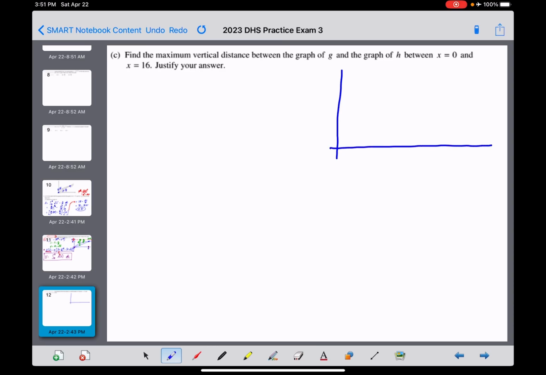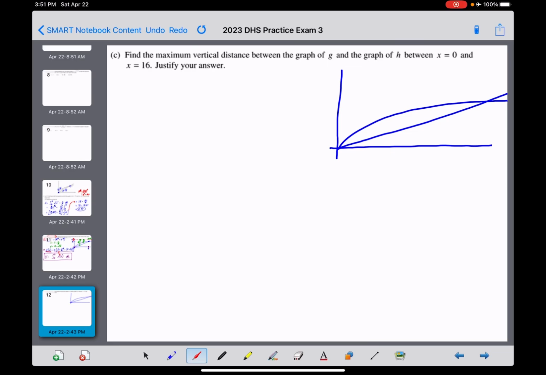Most of what you're going to see on the test you will have seen before, but once in a while they throw something unique at you just to see if you can think outside of the box. So we've got this region here, and they want to know, find the maximum vertical distance between the graph of G and the graph of H in between.